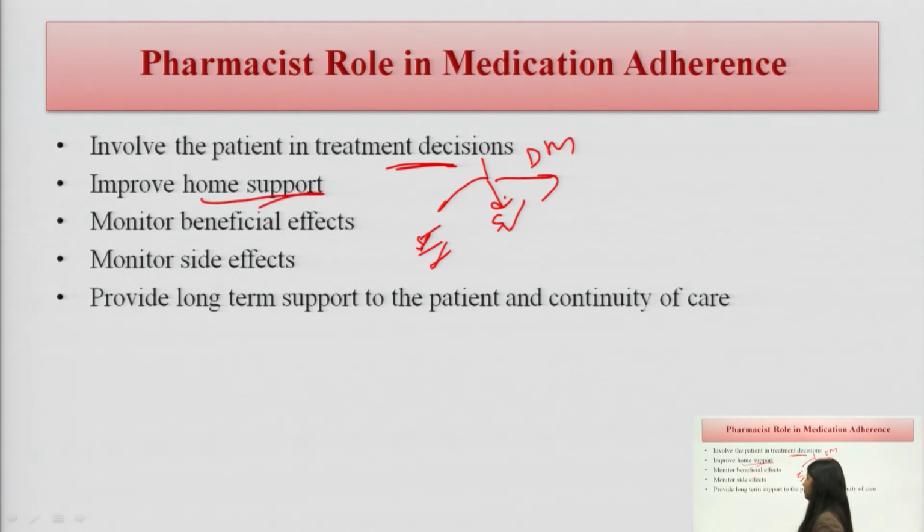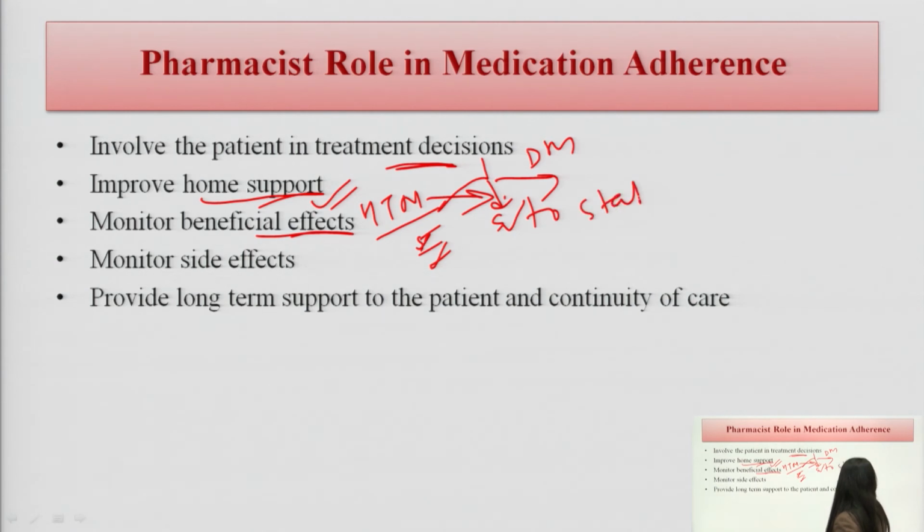Improve home support. Okay, so home support means the patient can get counseling at any time when the patient wants, and if the patient has any query in their mind, they can ask the physician and pharmacist both. Monitor beneficial effects means like if a prescription is prescribed for a particular disease like hypertension, I am taking an example here. So beneficial effect means to stabilize BP, means the BP is normal. So these are the beneficial effects.